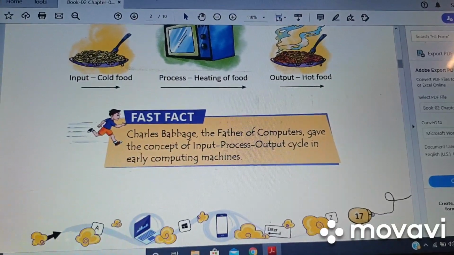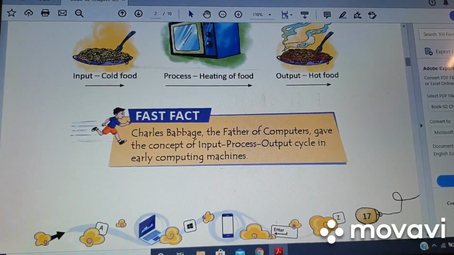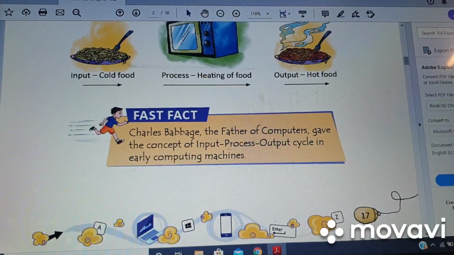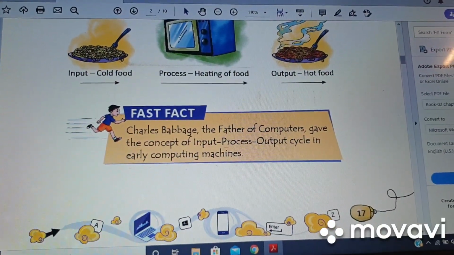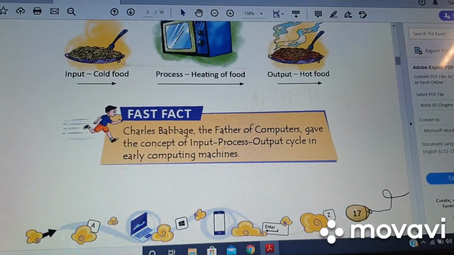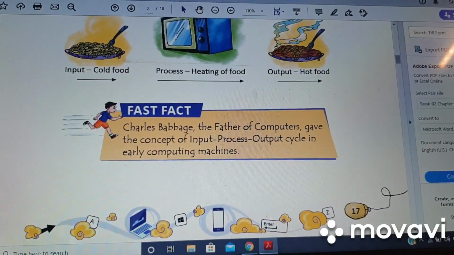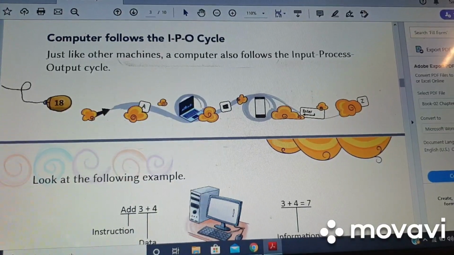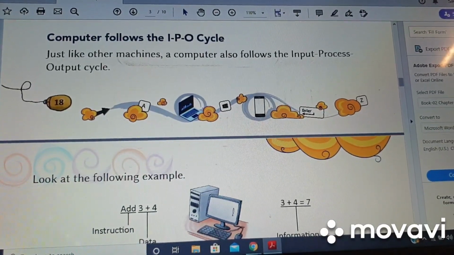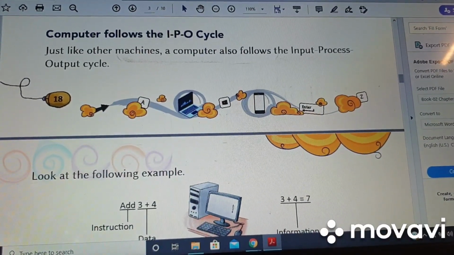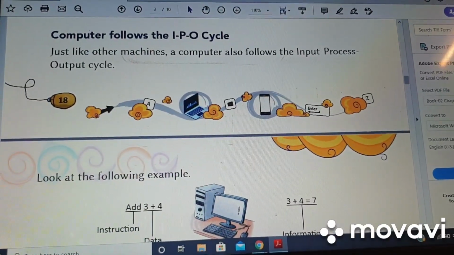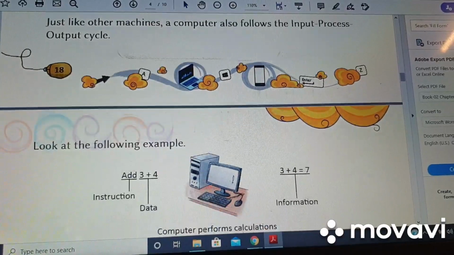Let's read the first fact. Charles Babbage, the father of computers, gave the concept of input, process, output cycle in early computing machines. Computer follows the IPO cycle. Just like other machines, a computer also follows the input, process, output cycle. Look at the following example.